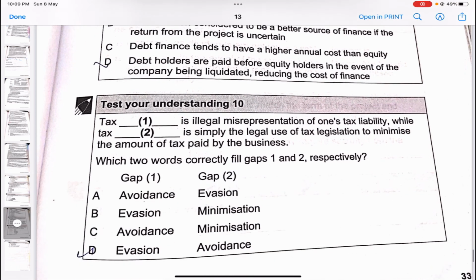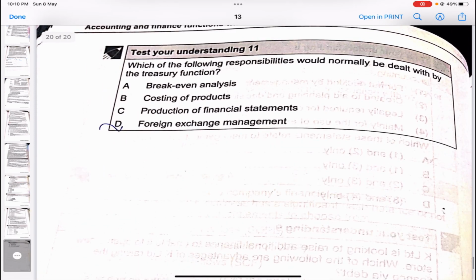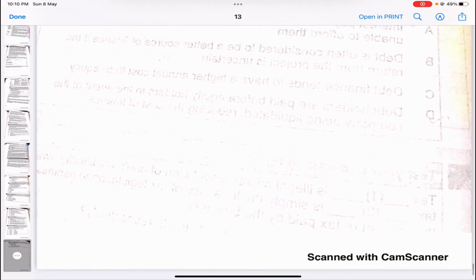That is true. Tax avoidance is a legal misinterpretation? Illegal is always tax evasion, and tax avoidance is simply the legal use of tax legislation to minimize the amount of tax paid by the business. So, it is legally used, it is avoidance. Which of the following responsibilities would normally be dealt with by the Treasury function? Break-even analysis, costing of products, production of financial statements, foreign exchange management. Obviously D, foreign exchange management.